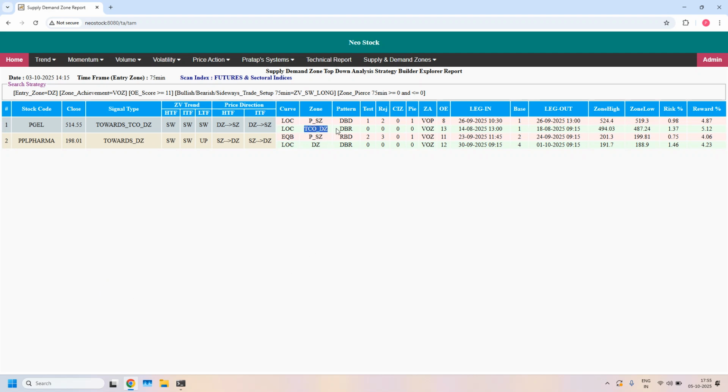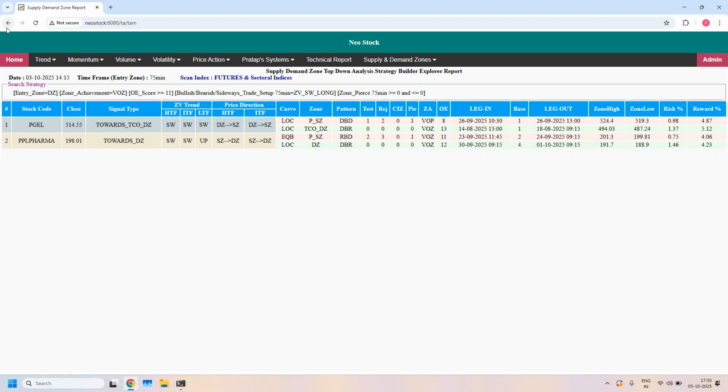See, our daily demand zones are not pierced. And these 2 75 minutes demand zones are supporting the sideways long trade setup for weekly income trade.